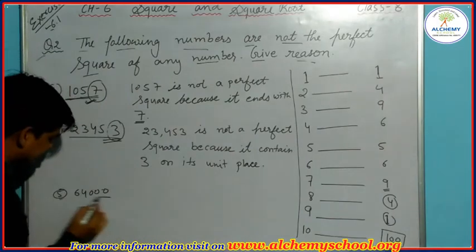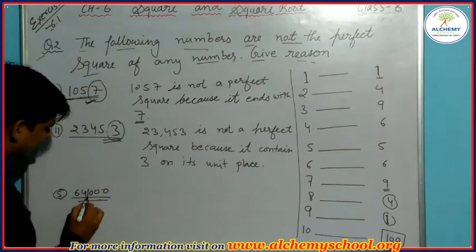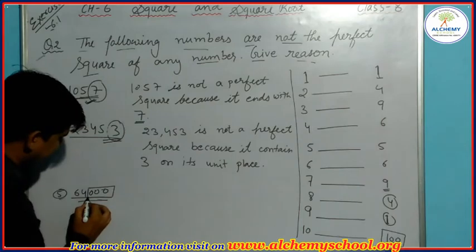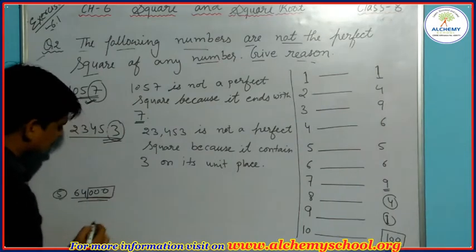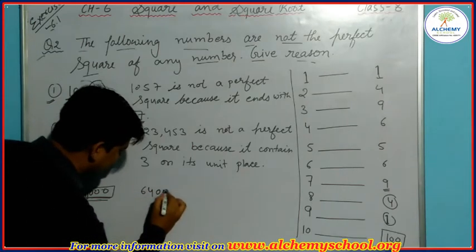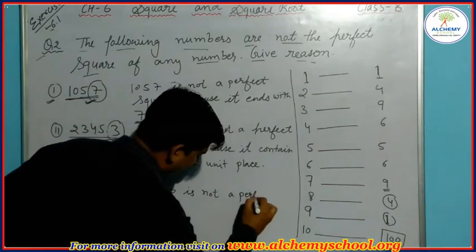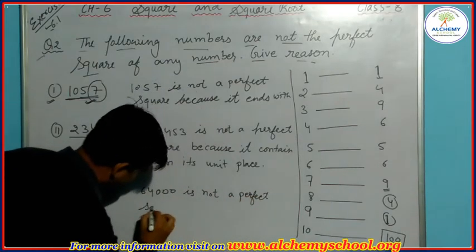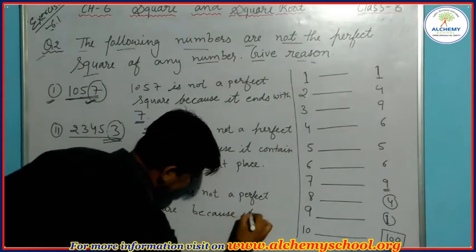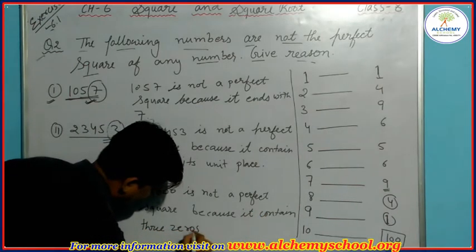Okay, the same way we can see here the number we have is 64,000. I told you the number of zeros at the end of the number should be even. So here we can find the number of zeros is odd, so this number is also not a perfect square. So we can write 64,000 is not a perfect square because it contains 3 zeros at the end.